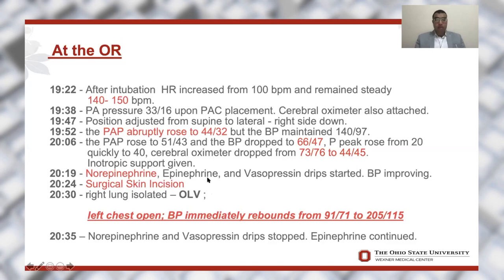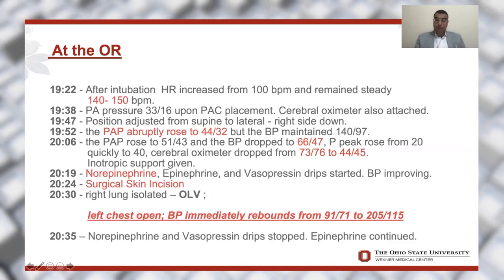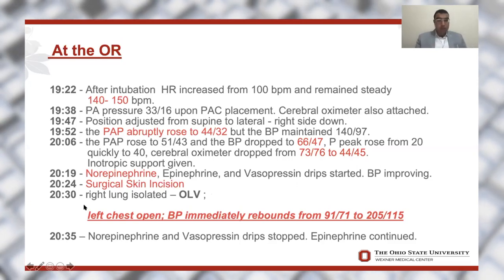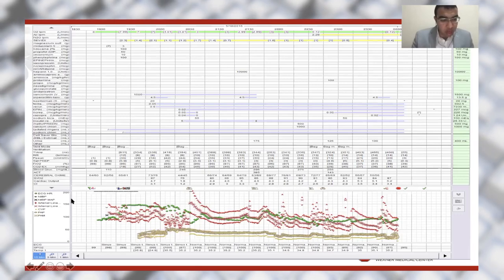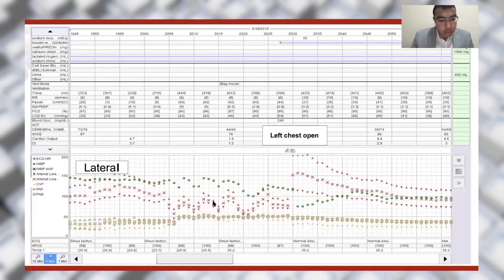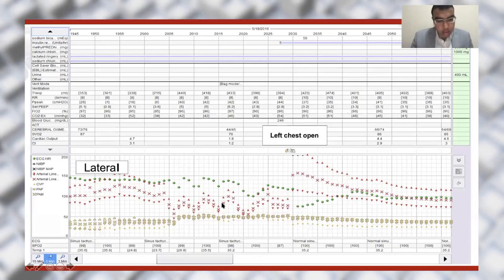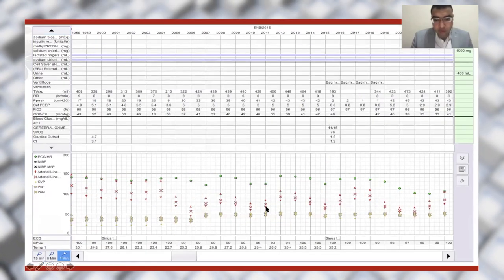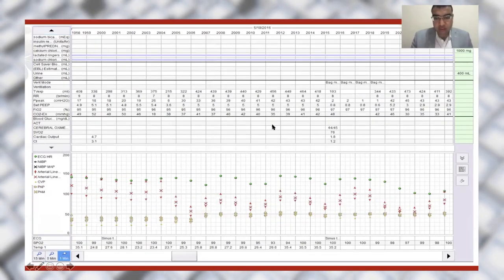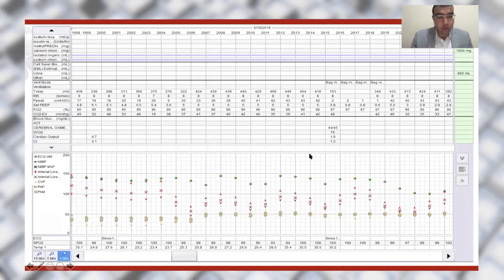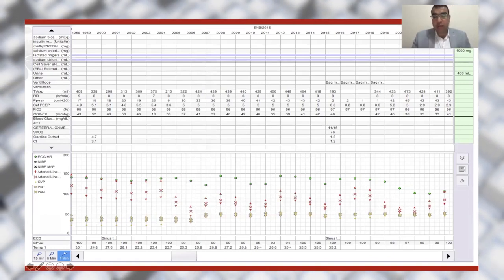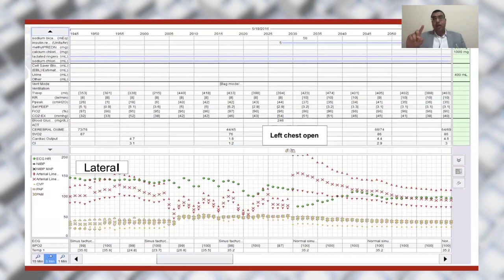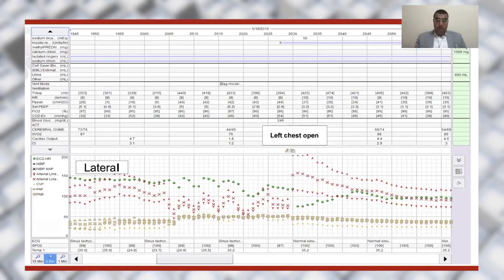So I think this was too much information. So what happened? This is the electronic sheet. I think this is a very nice photo. You can see this is the A line, here it is about 80. This is 100. So the A line is 80 over 50. Then after the left chest opened, it rebounded to 200 over 100. So this is very important to us as anesthetists: there is something you can fix, but another thing the surgeon should fix.